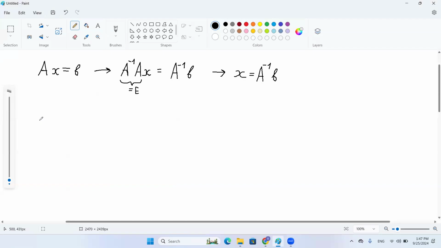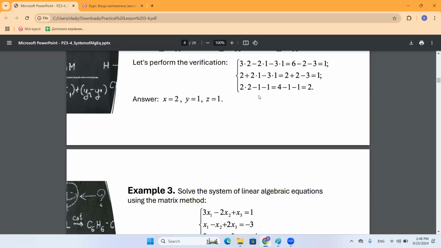Andrei, your turn. If the determinant is 0, we can't use this method. So we need to verify that the determinant of A mustn't be equal to 0. Only if this condition is correct, only in this case. Okay, and now let's solve the example.